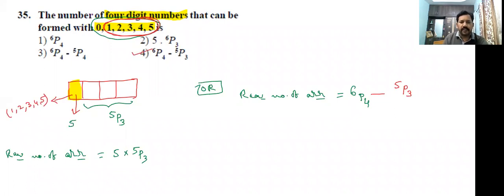The fourth option is correct. If you expand 5p3 and 6p4 and calculate, both give the same answer. No need to worry. That's why, by observing the options, we decide which method to follow. Students, have all of you understood now?